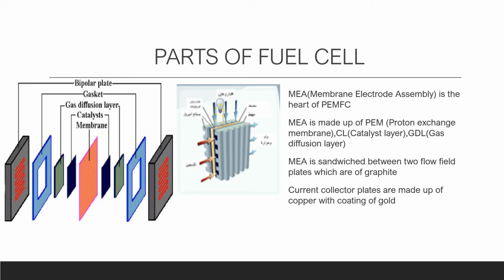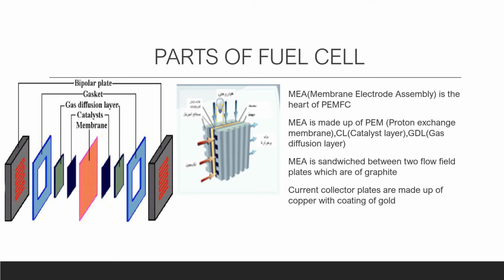After that there will be the gaskets. Gaskets will be useful for the proper distribution of gases. They will avoid the leakage of gases through the cell. And then there will be the bipolar plates. Bipolar plates are made up of graphite, and they have flow channels grooved on them, which will allow the reactant gases to pass through. So this total assembly is the different parts of the fuel cell.